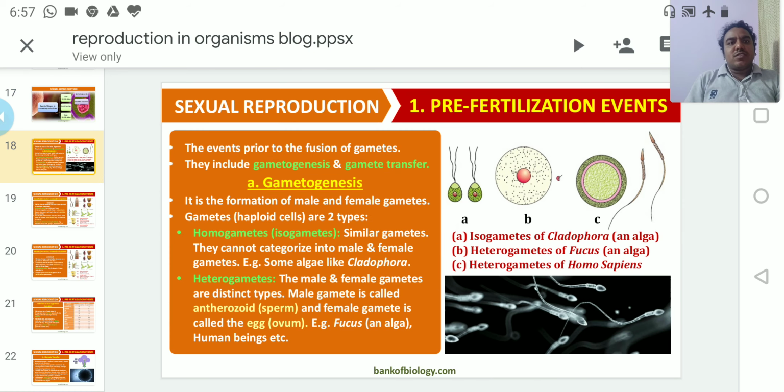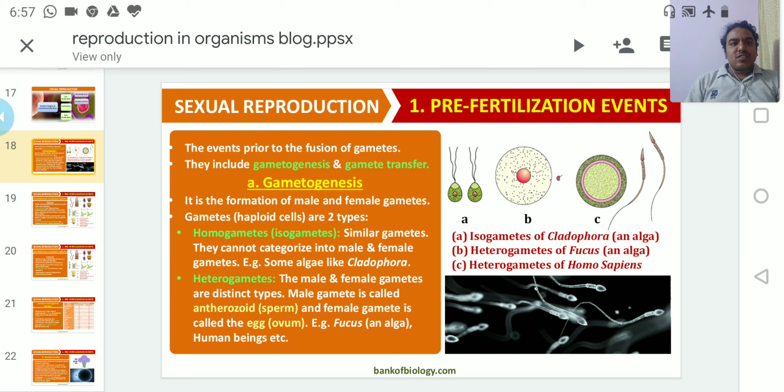First one is the pre-fertilization events. The word itself indicates it: pre means before or earlier. Before fertilization, what are the events? The events prior to the fusion of the gametes, that means before the fusion of the gametes, are considered pre-fertilization events, and majorly they include gametogenesis and gamete transfer. Let us discuss one by one the meaning of gametogenesis and gamete transfer.